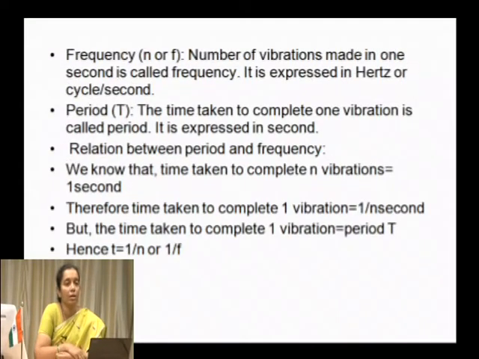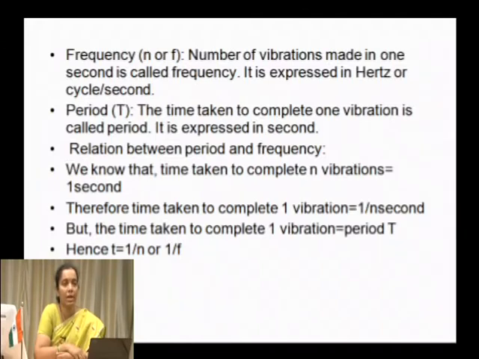The frequency of a vibrating body is defined as the number of vibrations made in 1 second, or the number of oscillations completed in 1 second. It is expressed in hertz or cycles per second. The dimensional formula is M0, L0, T minus 1. The time period of a vibratory motion is defined as the time taken to complete one oscillation or one vibration, and it is expressed in seconds. The dimensional formula for time period is M0, L0, T plus 1.